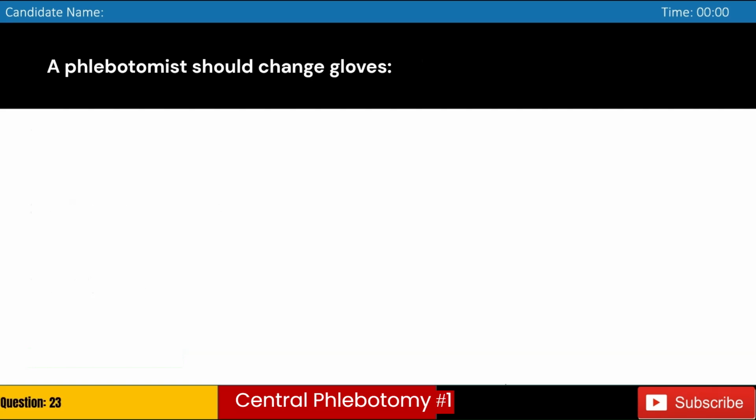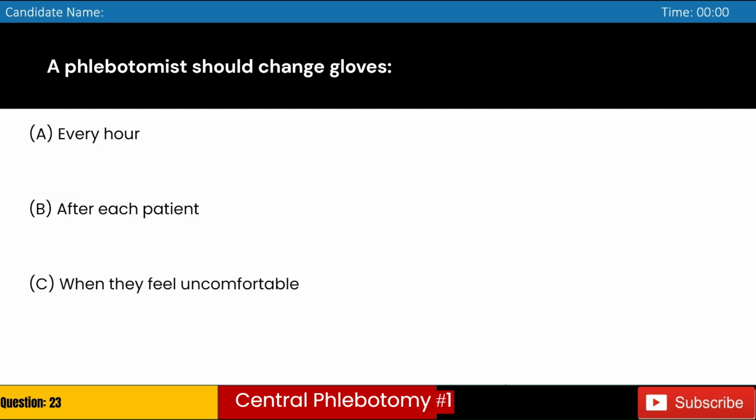A phlebotomist should change gloves: A. Every hour. B. After each patient. C. When they feel uncomfortable. D. Twice a day. Answer B. Gloves should be changed after each patient to prevent cross-contamination.